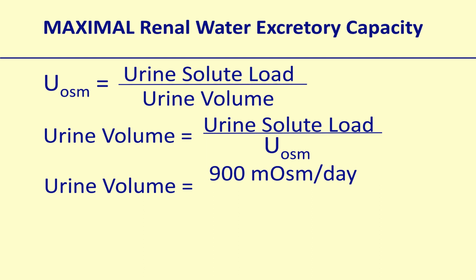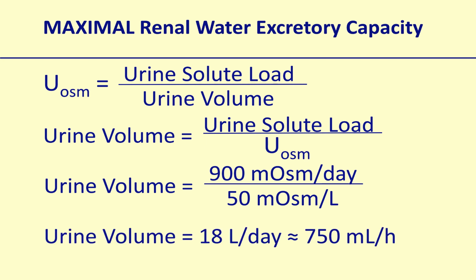What about urine osmolality? So the urine osmolality ranges between 50 to 1200. So 50 is the lowest urine osmolality the kidneys can generate, 1200 is the highest. So in this case, it will be the lowest possible, which will be 50, and that gives you 900 divided by 50, a urine volume of 18 liters per day. So the kidneys can excrete up to 18 liters per day.